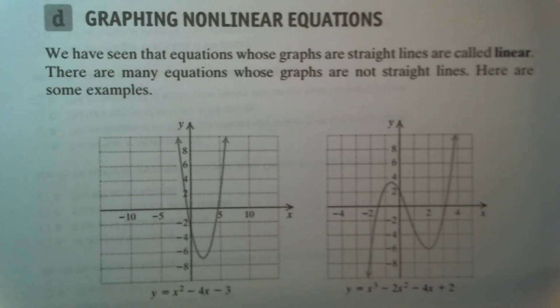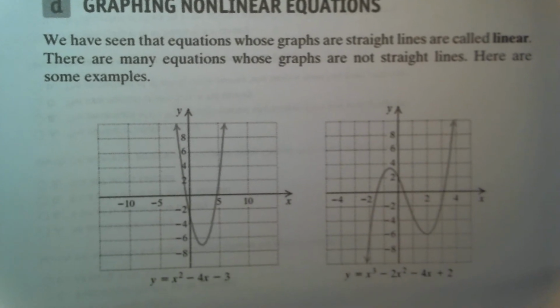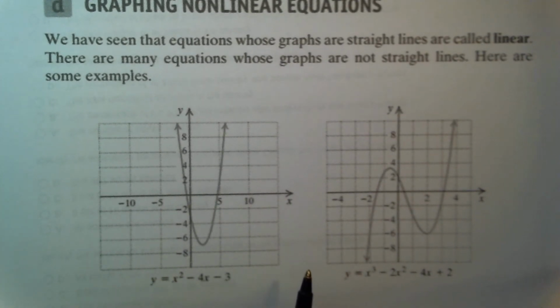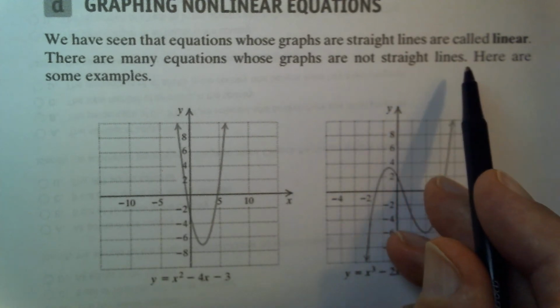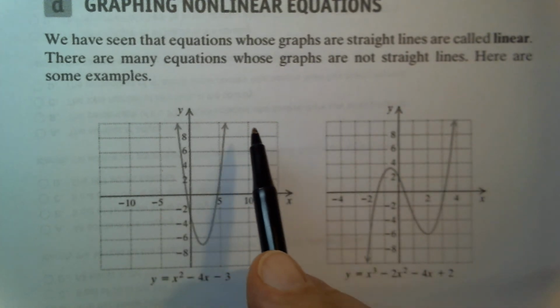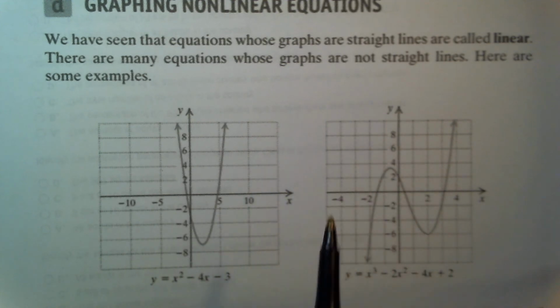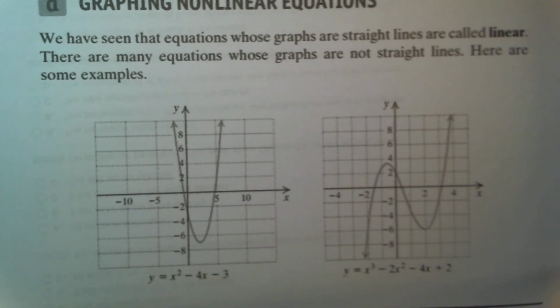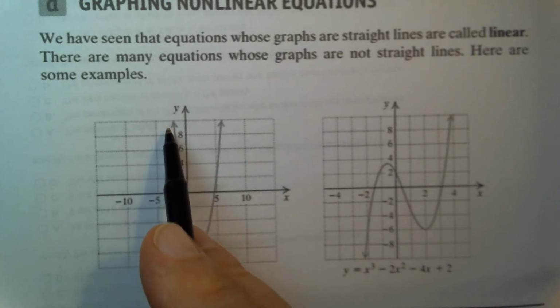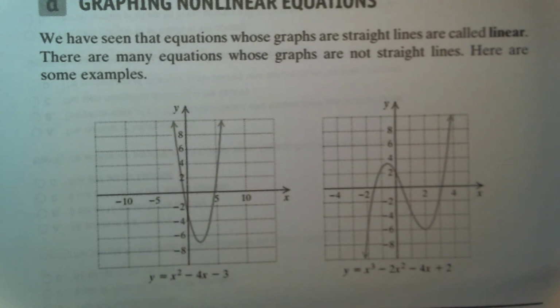This part deals with graphing nonlinear equations, and so far we've graphed linear equations, and we've seen that those graphs are straight lines, and that's why they're called linear equations. But there are many equations whose graphs are not straight lines, and here are some examples. So here the equation is y equals x squared minus 4x minus 3, also called a second order equation, because the variable x is raised to the second power and has this shape, the shape of a parabola, as it turns out.